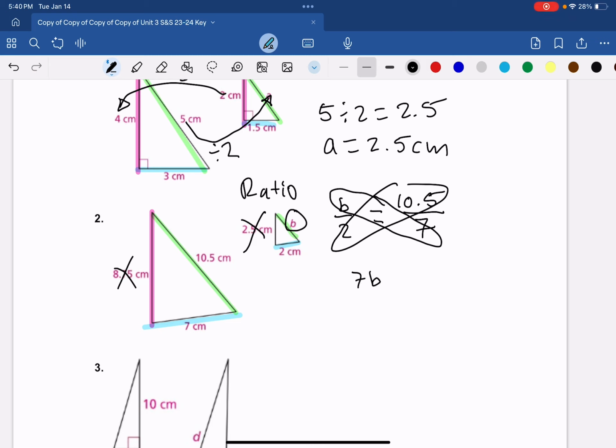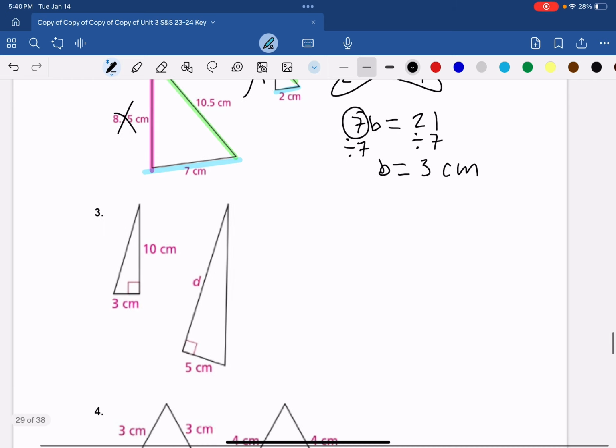All right, so let's use cross multiplication now that we set up, because we're doing ratios. We've got 7b is equal to 2 times 10.5. I believe that's 21. And so if you divide by 7, your B should just be 3 centimeters. Nice and easy. Or I should say just a nice round number.